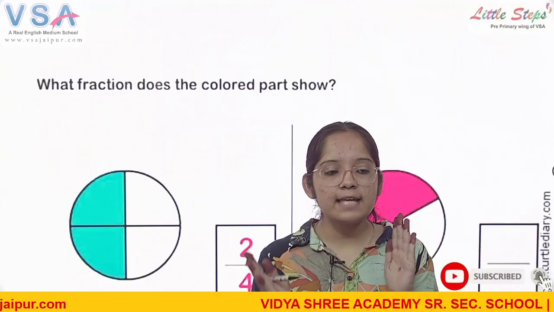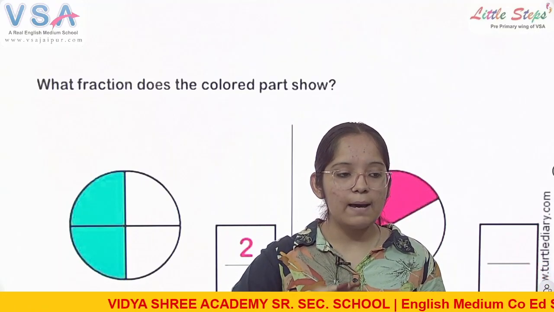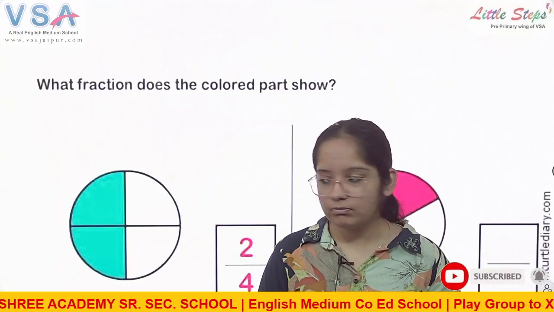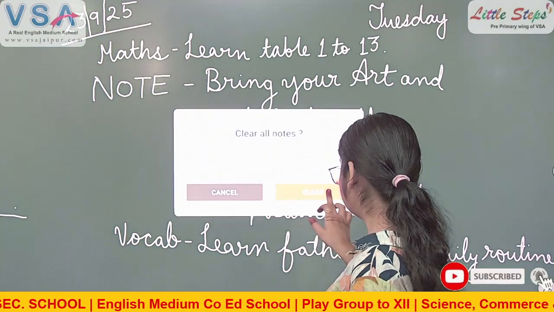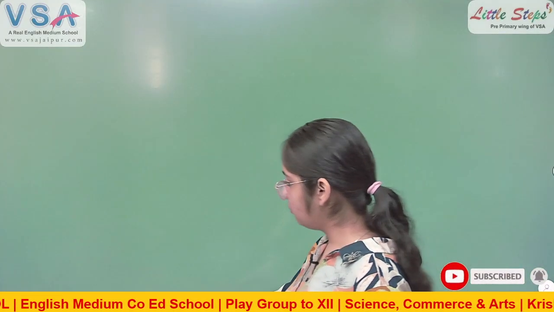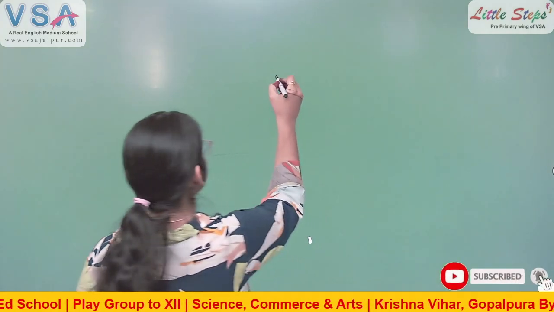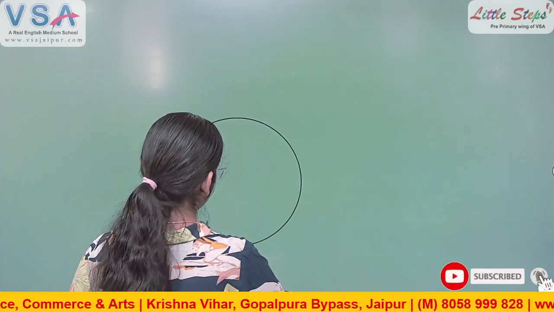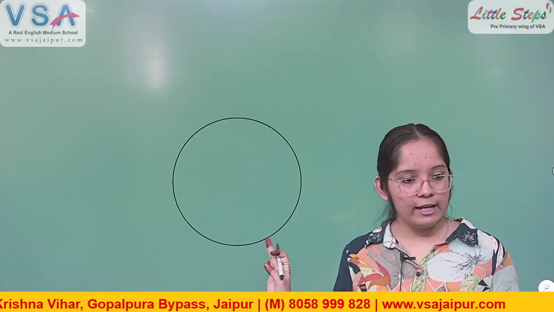Fractional numbers have two parts: one upper part and one lower part. Okay? We have a circle here.